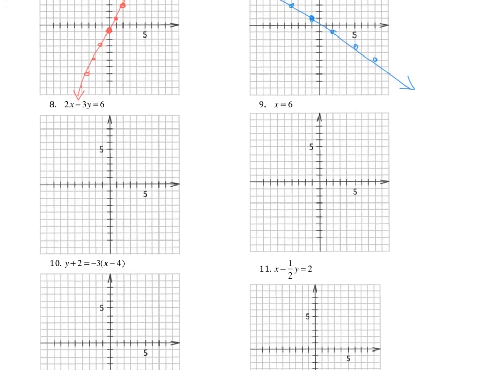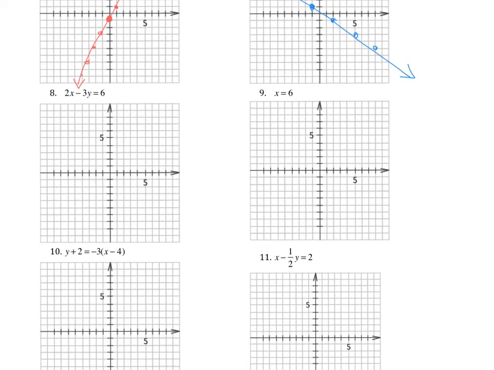Okay. 8, standard form. Remember, it tells us nothing, so we don't want to use it. We have 2 ways, though, to solve it. You can choose to get it into y equals mx plus b, or you can find your x, y intercepts. I'll show both ways. So I have 2x minus 3y equals 6.